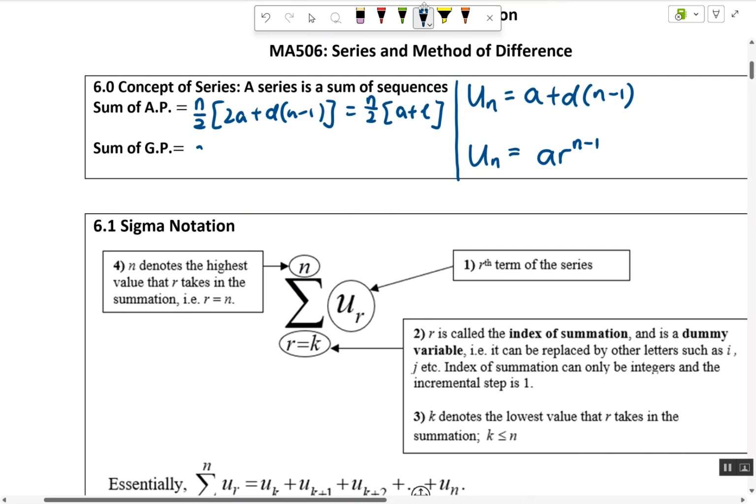Sum of GP is a(1 - r^n)/(1 - r). And we also have the sum to infinity for GP, which is a/(1 - r).